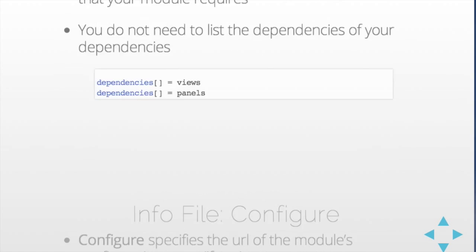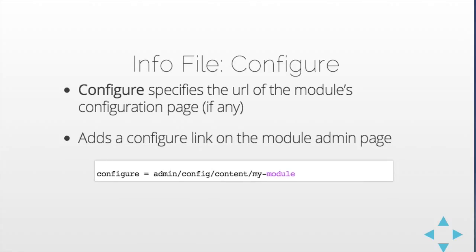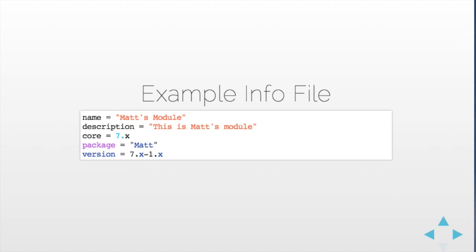Scrolling down, configure is an optional property. This is very helpful if you have an admin page set up. You can actually specify the path, and it will actually add a configure link on the module page. So in this case, admin/config/content/my-module. And here's a tiny example. So name, description, core, package, version.